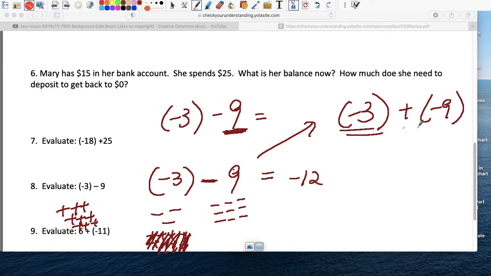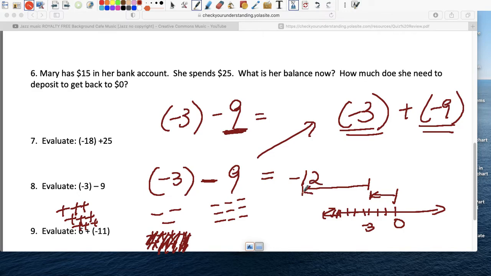and it ends up being a negative plus a negative. So when adding two negatives, what ends up happening on the number line? You're moving further and further to the left, which means that you are more and more in debt. So you were at -3, right? That's where you were. And then from -3, you went even further left, 9 units to the left, and now you're at -12.